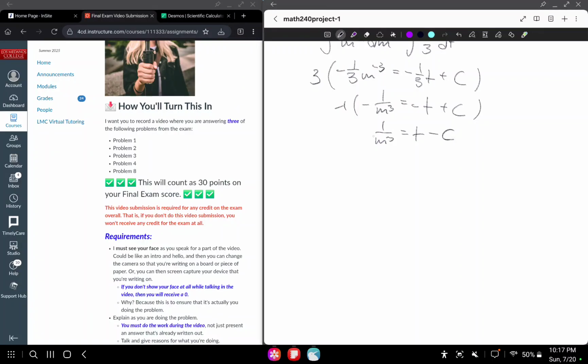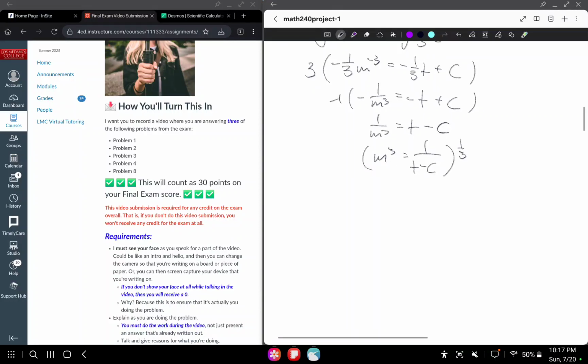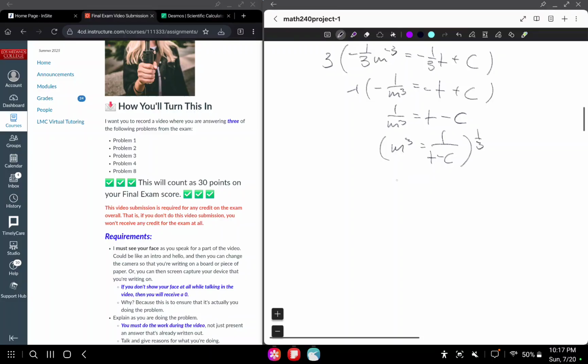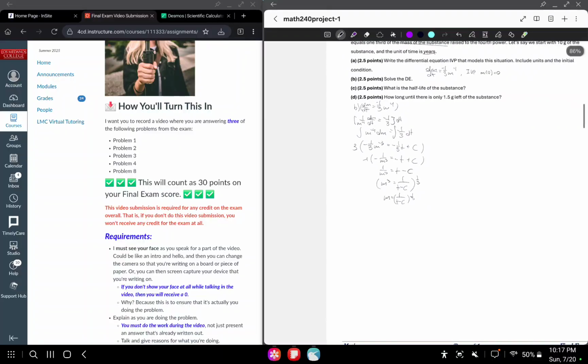I'll raise this up. Just flip it around. m to the third power equals 1 over t minus c, 1/3. Got this. Equals 1 over t. Solve IVP.